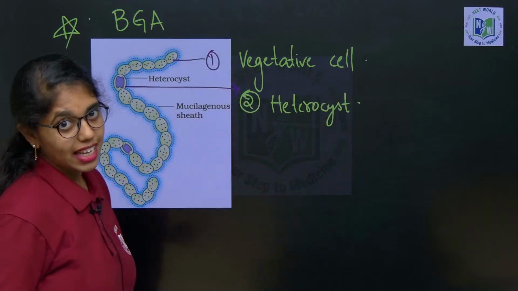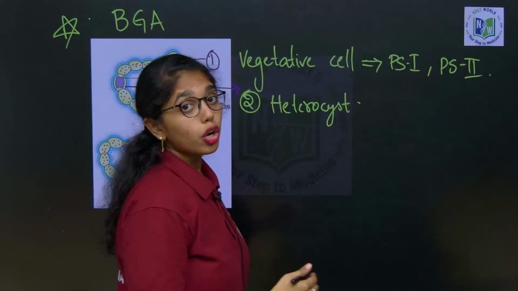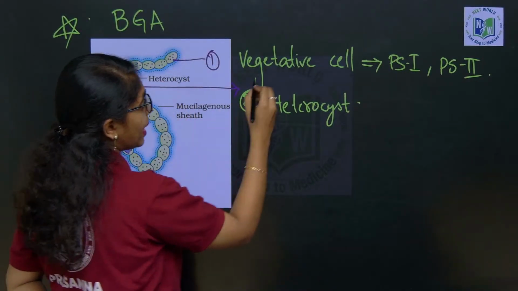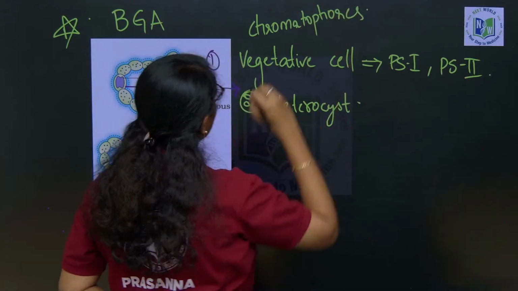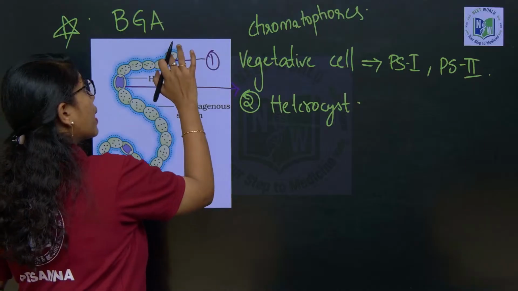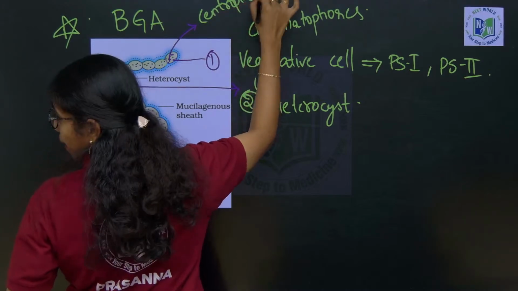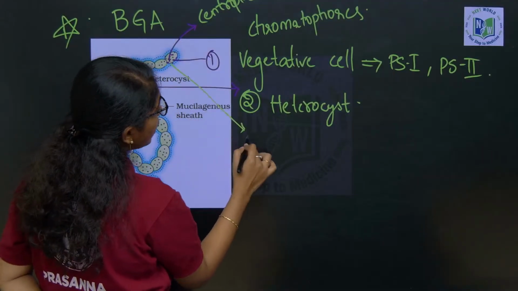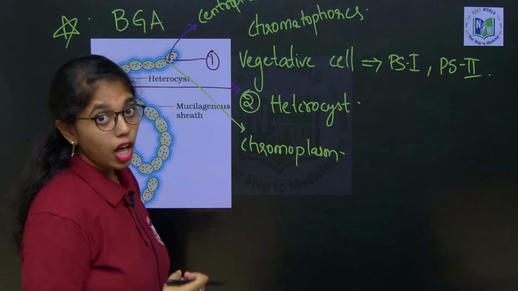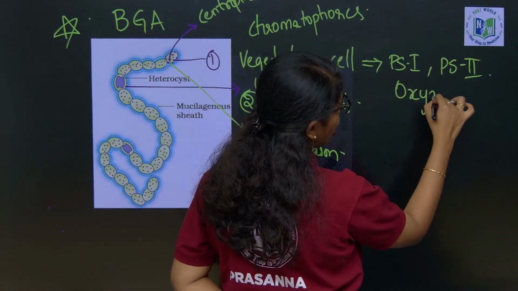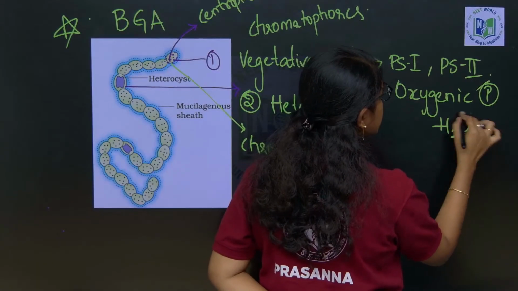So the vegetative cells have both photosystem 1 and photosystem 2, and they have chloroplasts embedded at the surface of the membrane as colored pigments, which you call chromatophores. In the cytoplasm of the vegetative cells, you can observe central colorless centroplasm and peripheral colored chromoplasm. In the vegetative cell, it conducts oxygenic photosynthesis, and water is the electron donor.